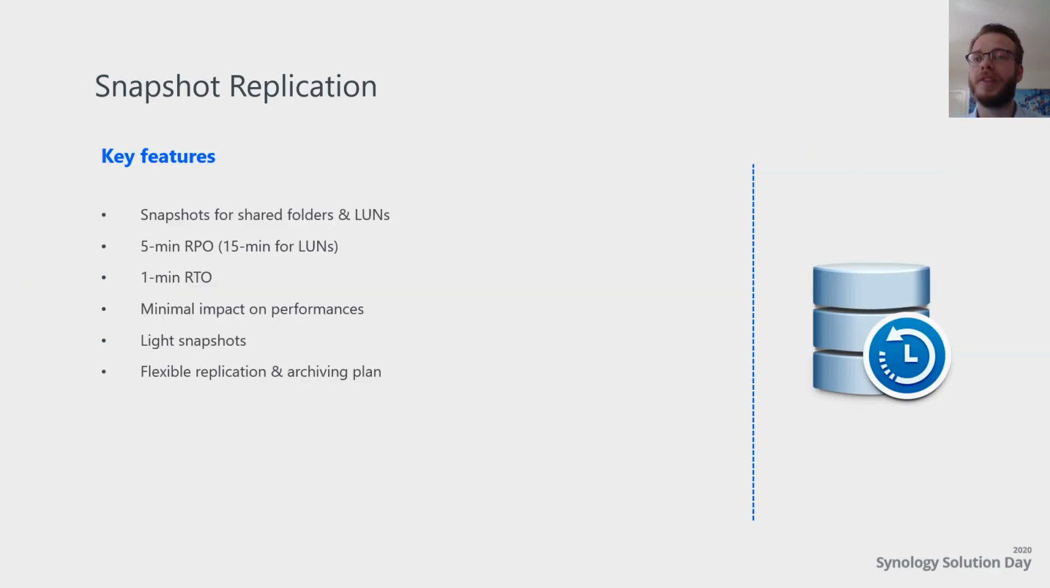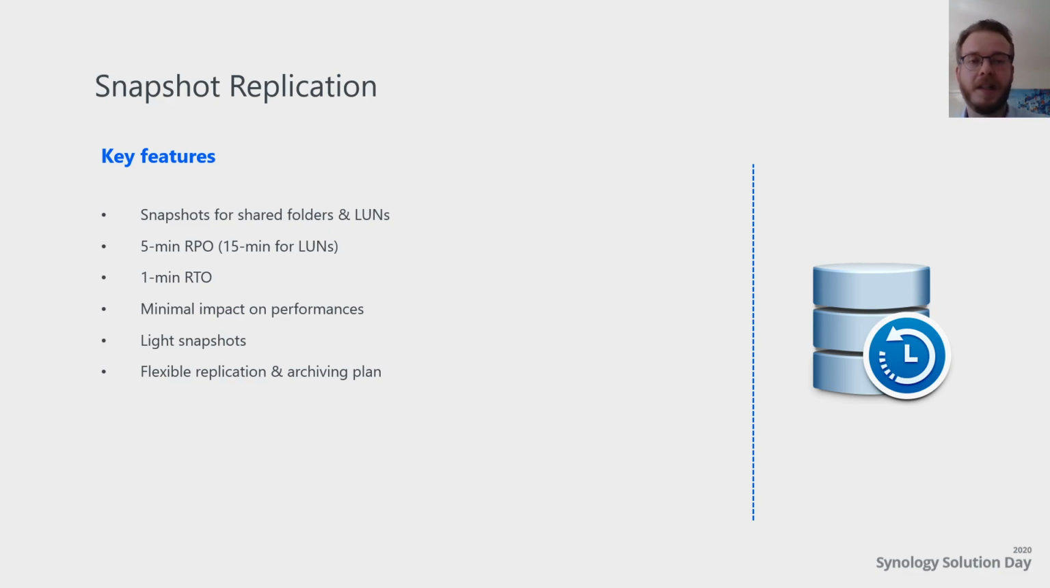So when we look at snapshot replication, key features: it can make snapshots of your shared folders and of your LUNs. It has a 5-minute RPO, 15 minutes for LUN, and a 1-minute RTO. It has a minimal impact on the performance because the snapshots are very light, and it allows you to create a flexible replication and archiving plan.